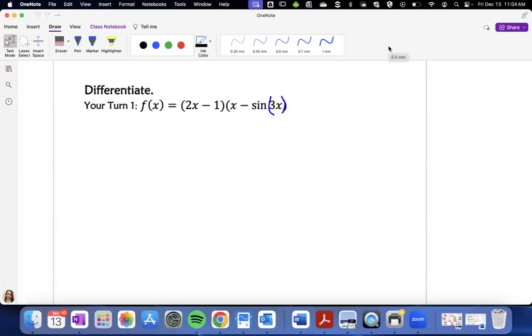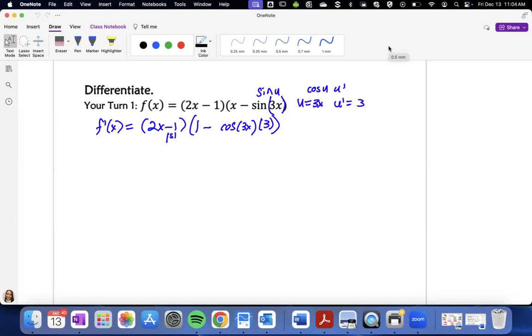So here's your f prime. You do first, d last, which is 1 minus, okay, sine of u. The derivative is cosine u times u prime. So it's cosine of 3x times u prime. What's u prime? The derivative of 3x was 3. Good work. Sometimes it's helpful to write u is 3x, u prime is 3. So that's first d last. It's helpful to write what you've done. Then I need to do plus last d first.